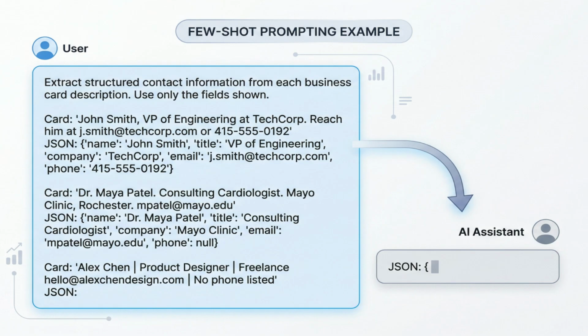Now let's see the example prompt on the screen. Extract structured contact information from each business card description. Use only the fields shown. So, you provide some sample outputs, and at last you give the input.